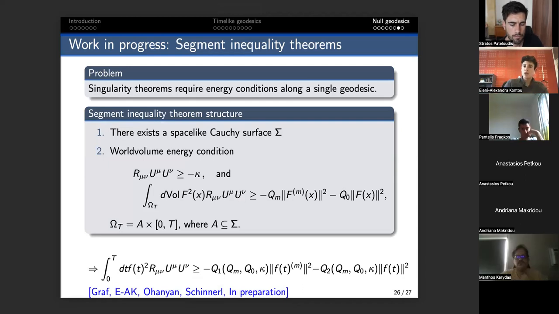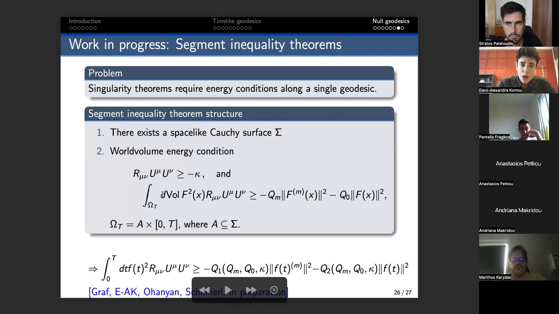Instead of having an energy condition integrating over a single geodesic, we have an energy condition that is integrated over a space-time volume. So we start from a space-time volume along with a weak point-wise energy condition. So this kappa can be very large. And from that condition, the world volume condition, we can prove a condition on a single geodesic. So we can start from our theory with a world volume condition that perhaps has certain advantages, and we can get a condition that is over a single geodesic. And that condition can be used for a singularity theorem.